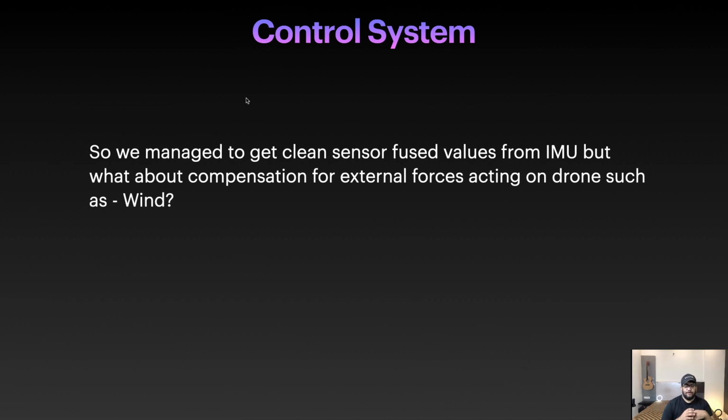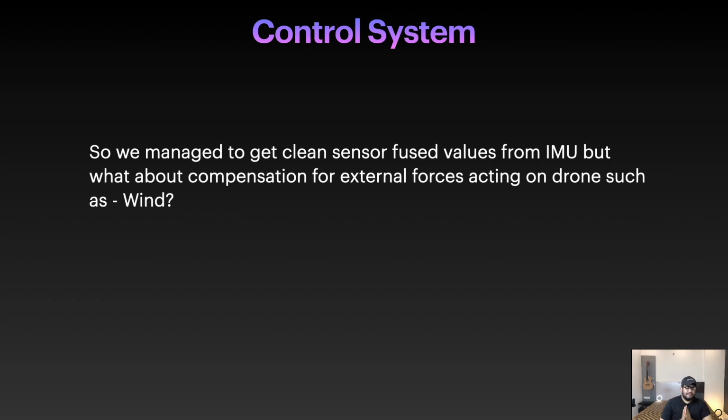Alright, so talking about control systems, we managed to get clean sensor fused values from the IMU, but what about the compensation for external forces acting on drones such as wind? A really great question, and it's simple. If you are getting clean values from the accelerometer, okay, that is sorted. But what happens when you're flying the drone and some external forces are acting on it? Let's say some wind gust came and your drone gets drifted away. So how do you fight that?